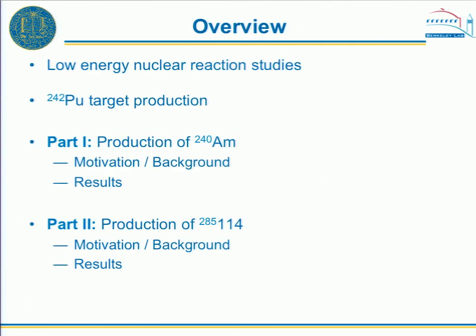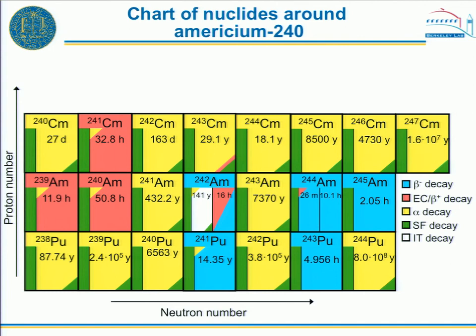So this was my overview and my plug about our targets. So let's move into some of the exciting science that I did with these targets. I'll first talk about americium-240. What I have up here is a section of the chart of the nuclides. Each one of these squares is a different isotope of an element, which goes across on the rows. So here you see plutonium isotopes. Here you see americium isotopes and curium isotopes.